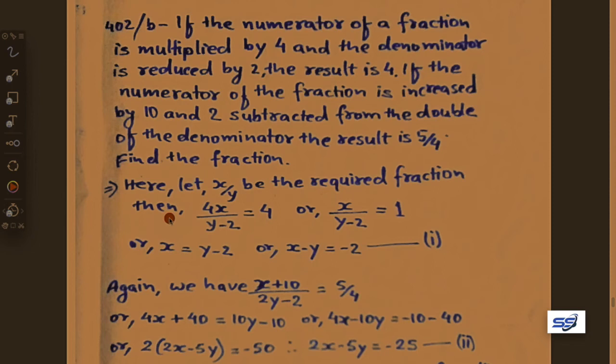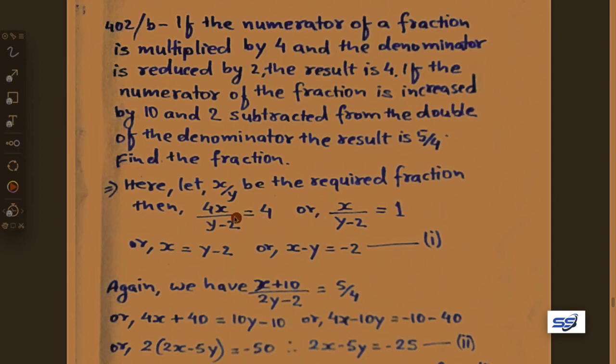Then as per our first condition of the question, if the numerator of the fraction is multiplied by 4, it means the numerator is x into 4, that is 4x upon, the denominator reduced by 2, which means the denominator is y minus 2. So it becomes 4x upon y minus 2 equal to the result, 4. This is our first case: 4x upon y minus 2 equal 4.